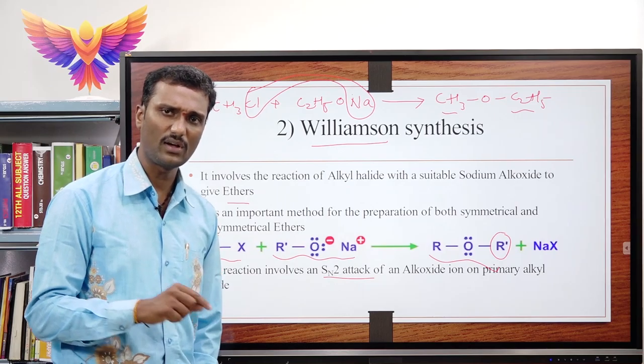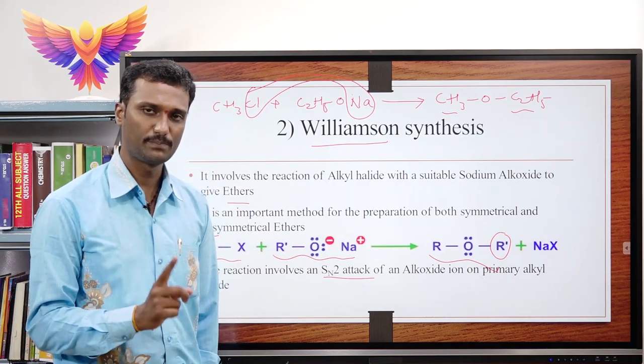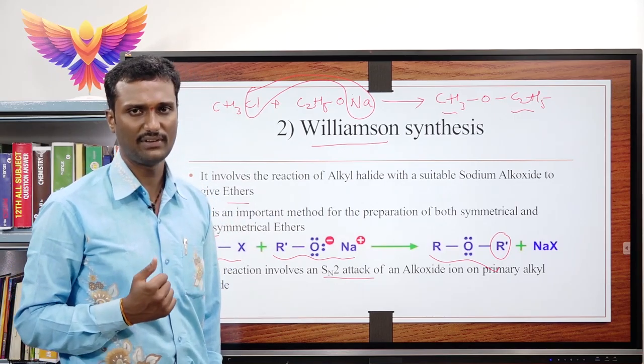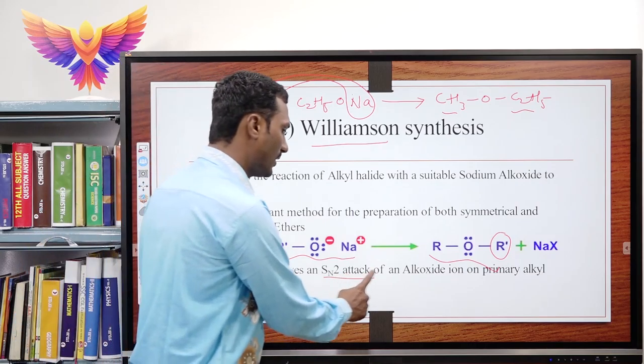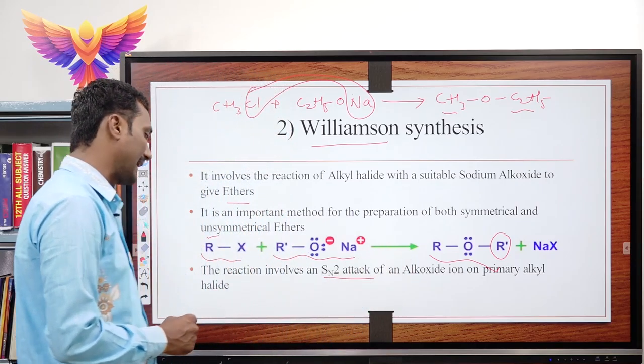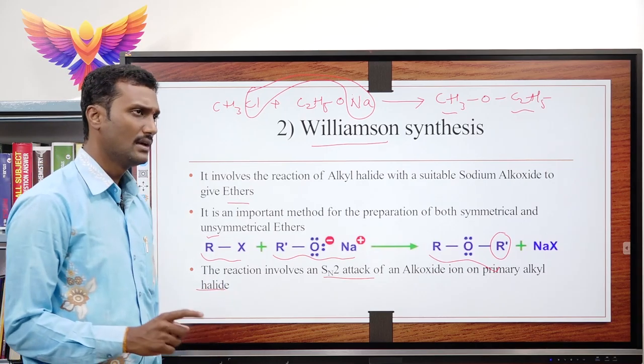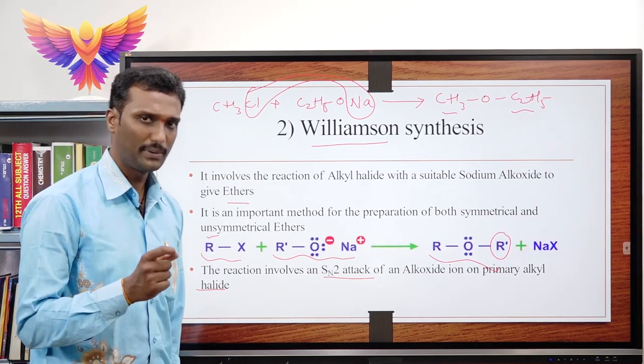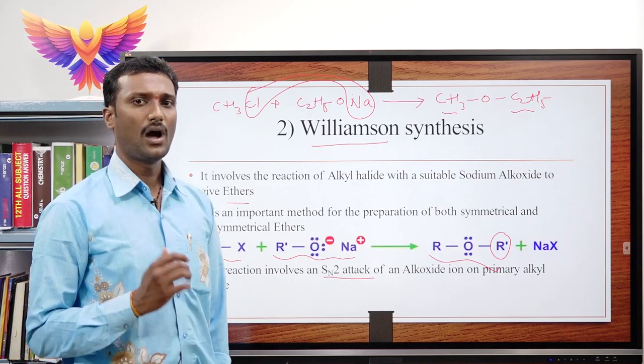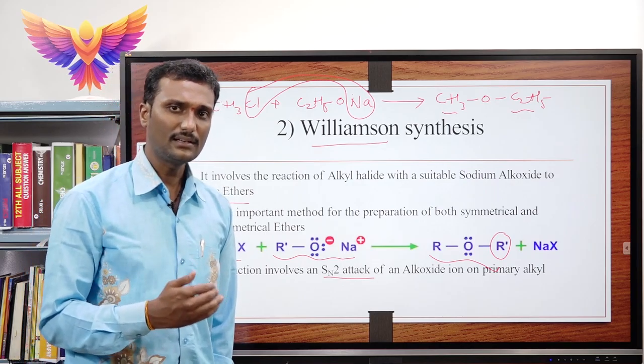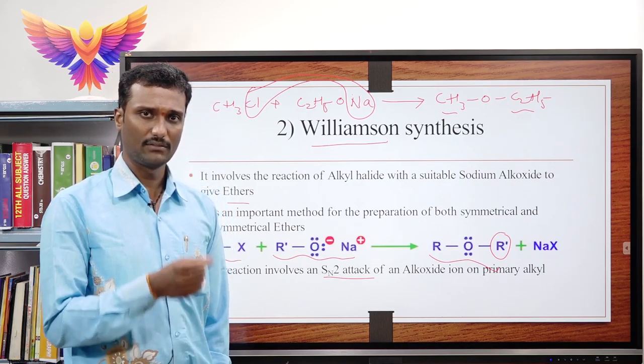If it is SN1, then it gives different products. Please make note of that. That's what questions will arise from. So here, SN2 attack of an alkoxide ion on a primary alkyl halide. See, in the previous slide, we learned how a symmetrical ether is obtained.